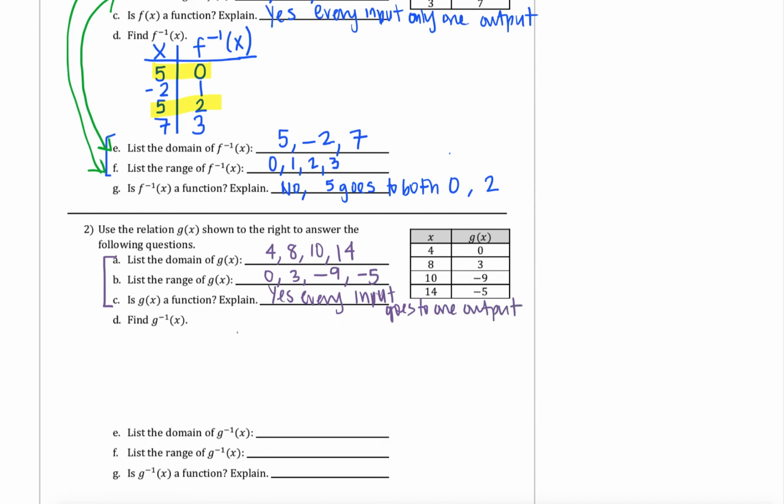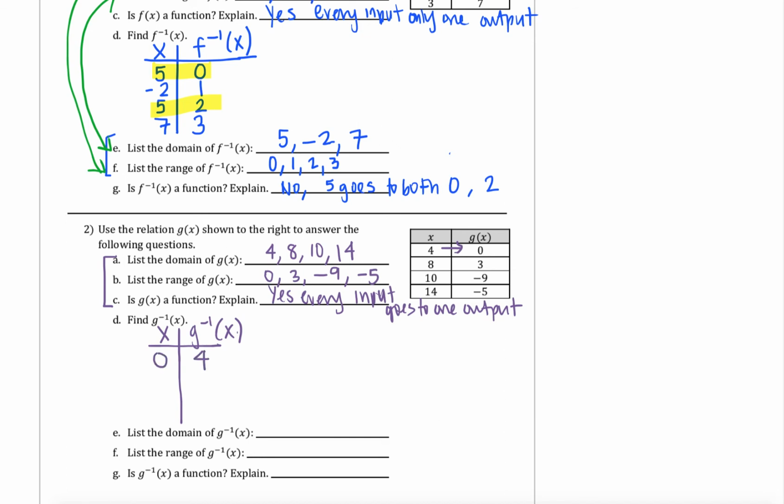Our next part is going to be start to finding the inverse to this relation. Why don't you guys pause the video right now and write out what the t-chart would look like for the inverse of g of x. So find g inverse of x and organize it in a t-chart. So to find this, we're flip-flopping the input and the output. So instead of sending 4 to 0, 0 is being sent to 4.